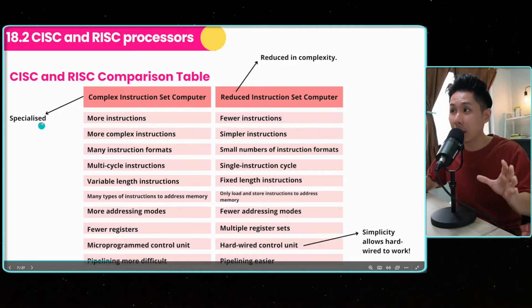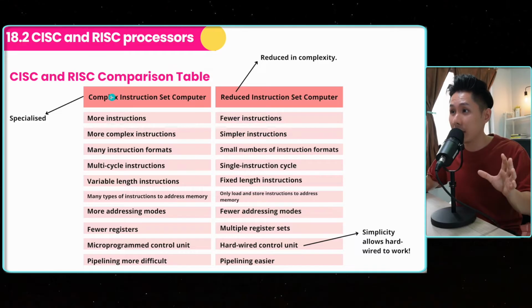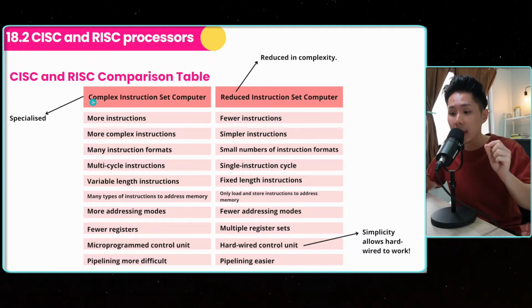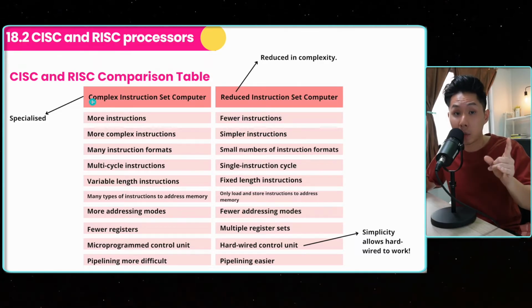From now, you should be able to see what the complex here means. It basically means that each instruction is very specialized to solve just one task.